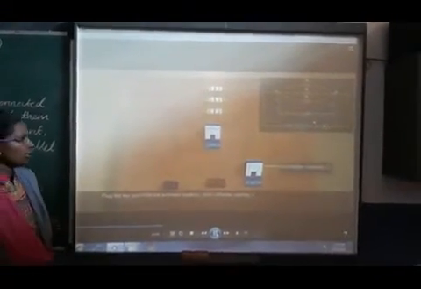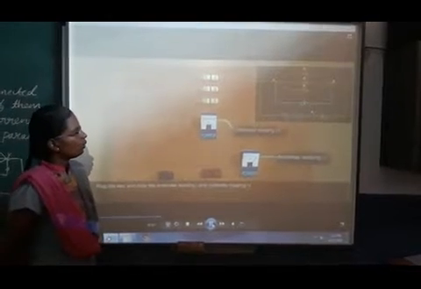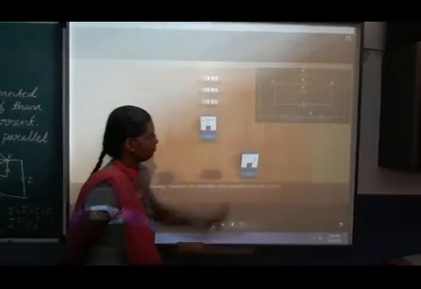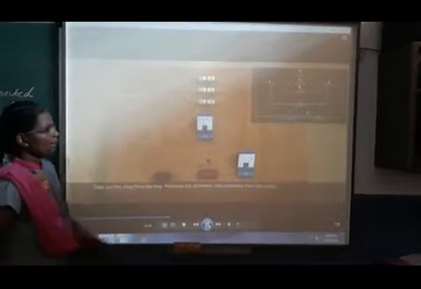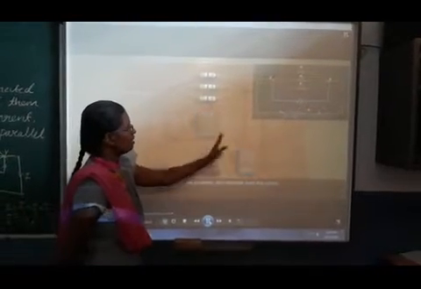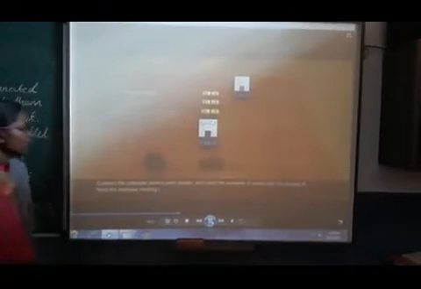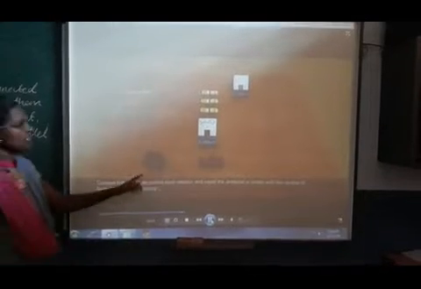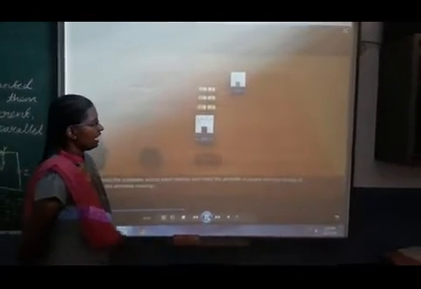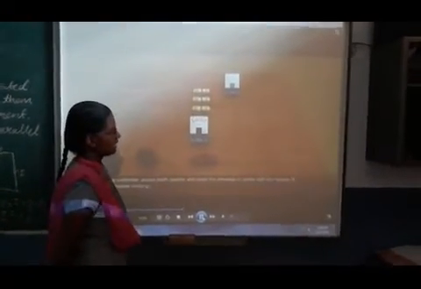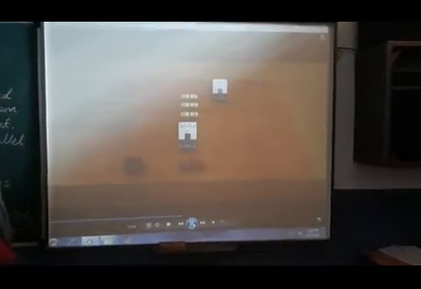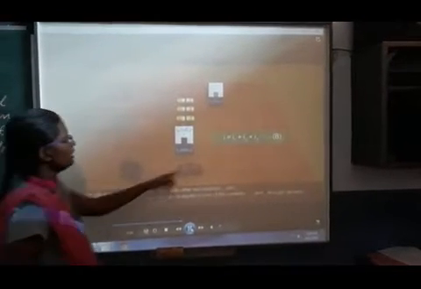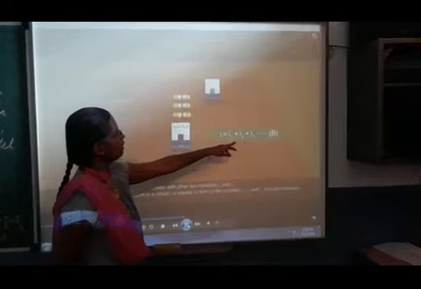Then plug the key and note the ammeter reading I and the voltmeter reading V. Then take out the plug from the key and remove the ammeter and voltmeter from the circuit. Then again connect the voltmeter across each resistor and insert the ammeter in series with the resistors. Note the ammeter reading, that is I is equal to I1 plus I2 plus I3.